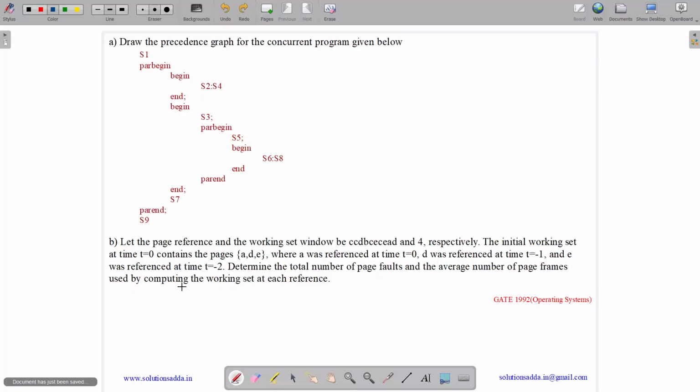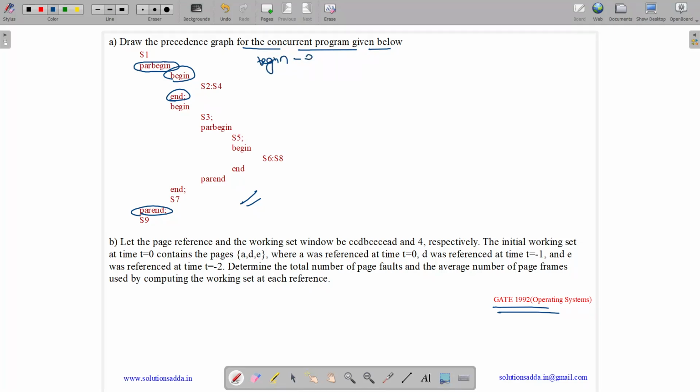This question belongs to the operating system subject and was asked in GATE CSE 1992. The question states: draw the precedence graph for the following concurrent program given below. So this is a program and we need to draw the precedence graph for this. Here we have certain statements: parbegin, parend, begin, and end. All the statements between begin and end have serial execution. Serial execution means the next statement will be executed only after the previous statement has executed.